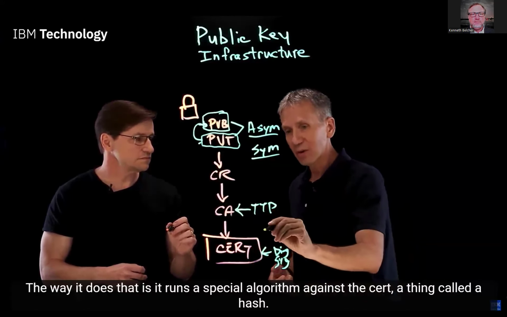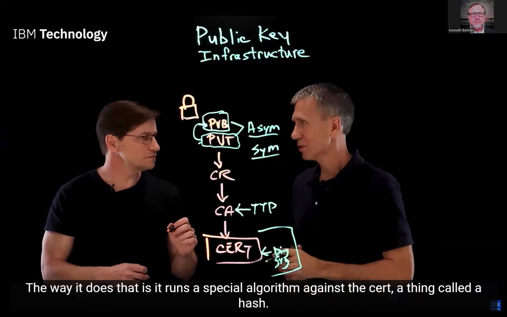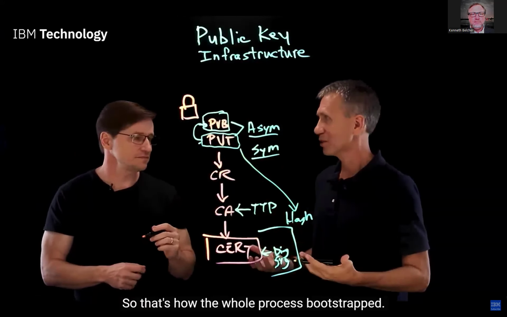The way it does that is it runs a special algorithm against the cert, a thing called a hash. So we have a hashing algorithm that's run that summarizes the information here. If anything changes in here, the hash value would change dramatically. So the CA runs this hash to verify what the message is. Then it uses, guess what? Its private key to encrypt that hash value. Which I can then decrypt with? Yes. The public key. Exactly. You know the CA's public key because it's baked into your browser in advance. So that's how the whole process is bootstrapped.